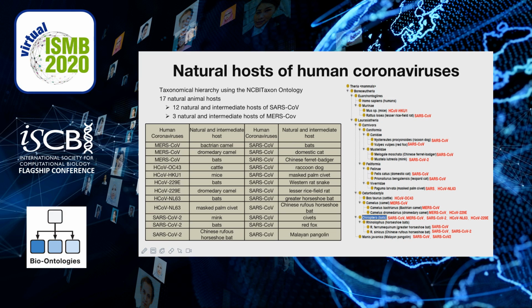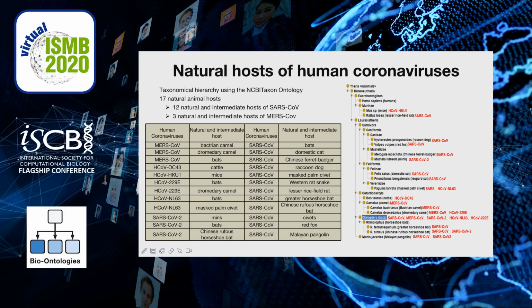In the figure, we saw the 17 natural animal hosts of different human coronaviruses. The taxonomic relations among these hosts are provided in the figure. The 12 natural hosts of SARS-CoV include bats, masked palm civet, raccoon dog, greater horseshoe bat, Chinese horseshoe bat, mammalian, penguin, etc. And the phylogenetic studies have already pointed to the origin of SARS-CoV in bats.